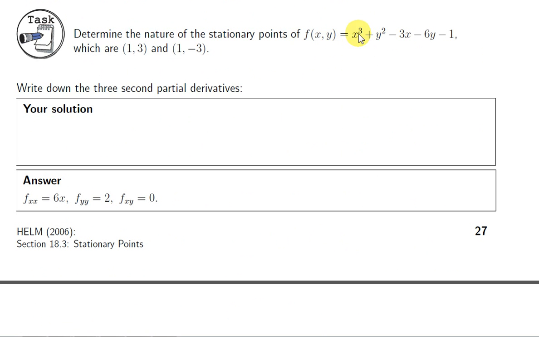Let's take this example here. We are given the stationary points. They are (1, 3) and (-1, 3). To classify them, we need these second derivatives.